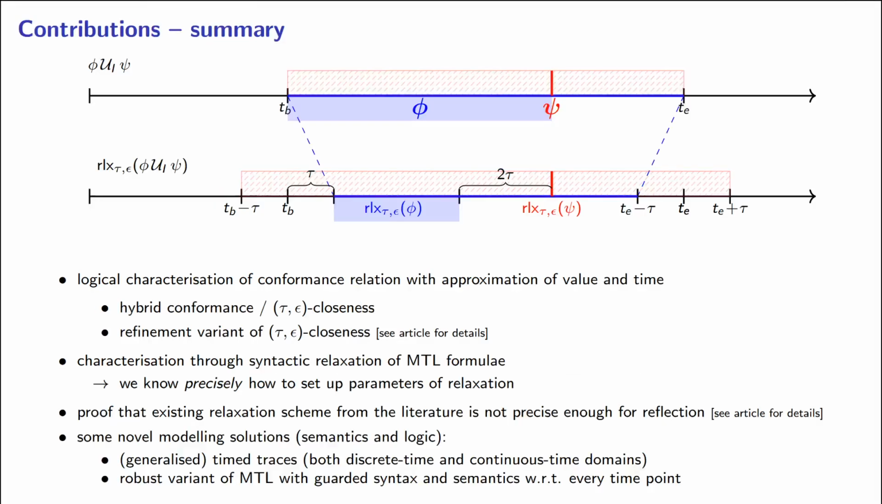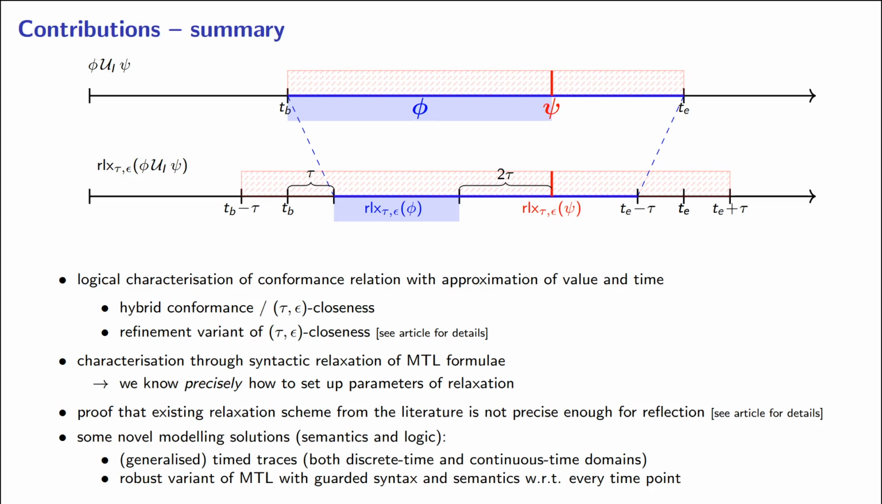And a quick summary of our work. So the key result of our article is the logical characterization of conformance relation that allows for disturbance in both value and time. And the characterization is achieved with syntactic relaxation of MTL, so we know precisely which properties we can expect to hold from a conforming system. And there is also a formal proof that an area relaxation operator from the literature can't provide the reflection property.